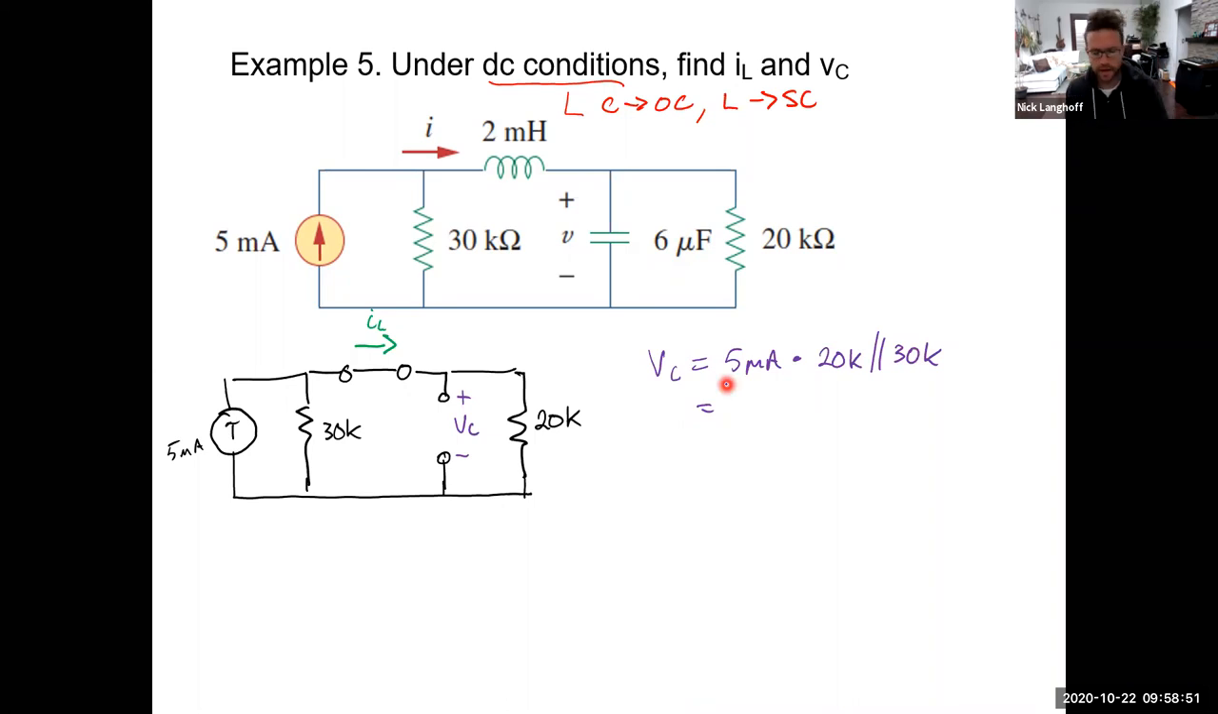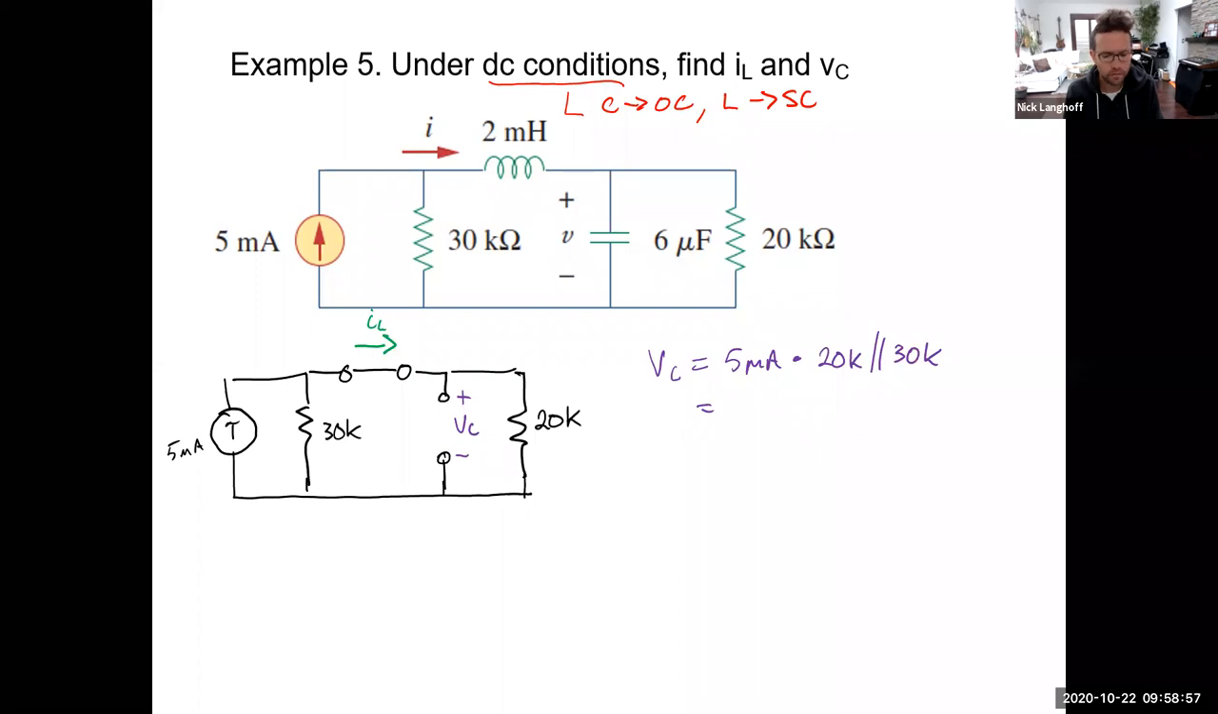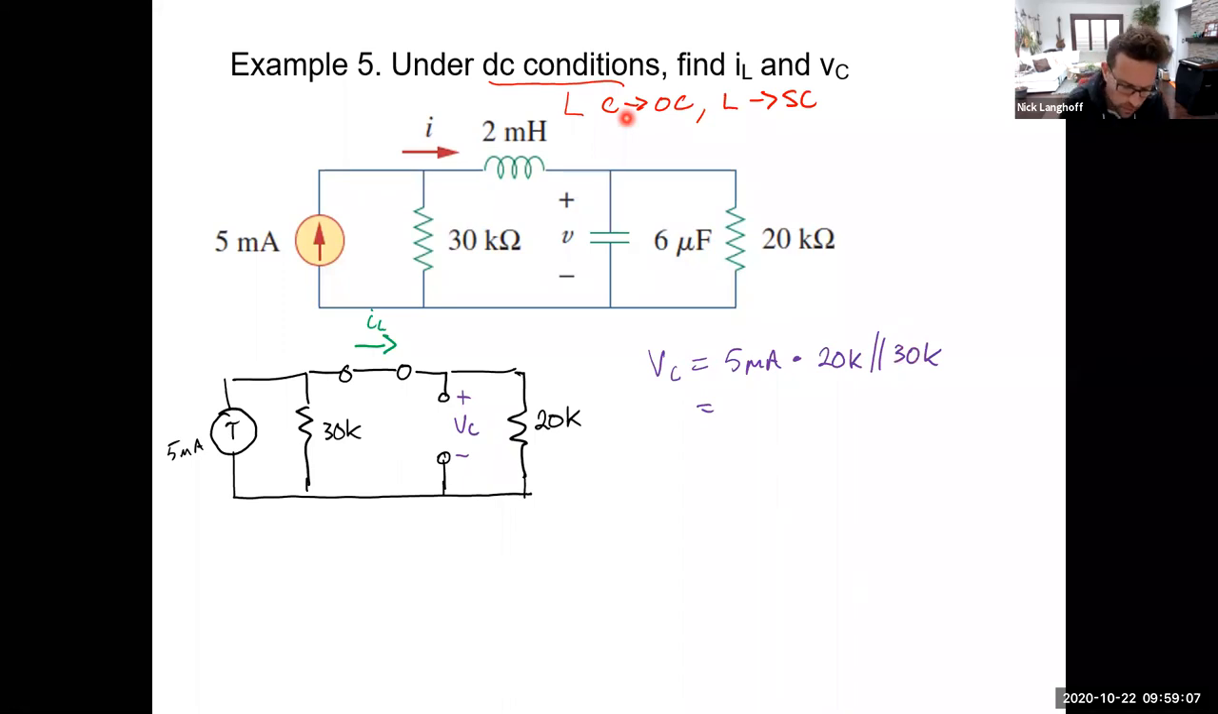And what is that? Let's just hop over to MATLAB for a second here. So 20 times 30 over 20 plus 30 is 12 kilo ohms. So this is 5 milliamps times 12 kilo ohms, which I believe is 60 volts, right? 5 times 12 is 60, and a milliamp times a kilo ohm is a volt. All right, so we got that one.